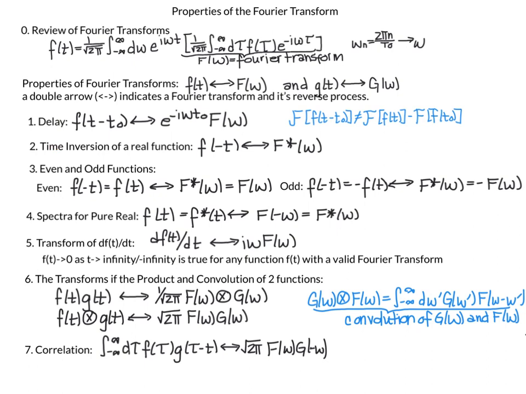So we're going to look at these 5, 6, 7 different variations on Fourier transforms and how our answer may not be what we initially expect.